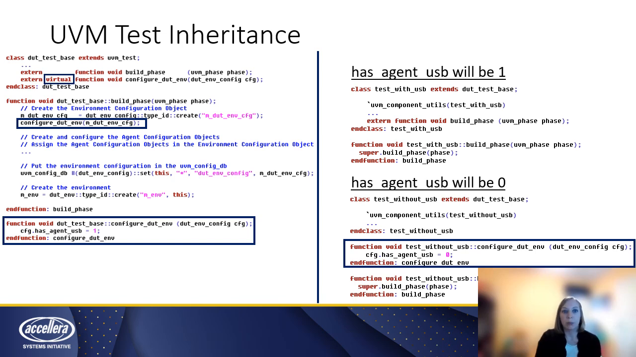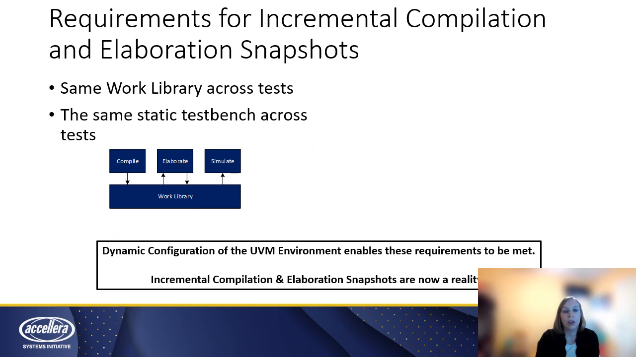The key to this polymorphism is the virtual keyword. It is powerful and allows components of the test environment to change from test to test without needing to recompile. Revisiting the requirements that were previously defined for incremental compilation and elaboration snapshots, the dynamic configuration of the UVM environment that was just presented enables the requirements to be met. Incremental compilation and elaboration snapshots and the compute time savings they offer are now a reality.